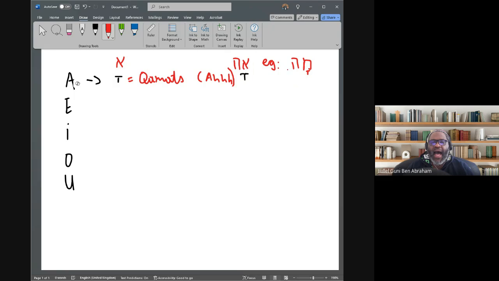So this one now, because it has a hey accompanying it, it's called a kamatz maleh, which means a complete kamatz. It means it's a complete kamatz. It's an even longer kamatz than just this one. Does it make sense?